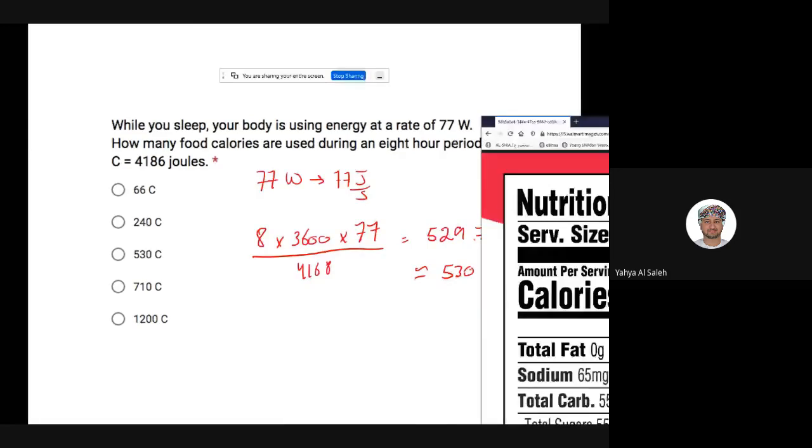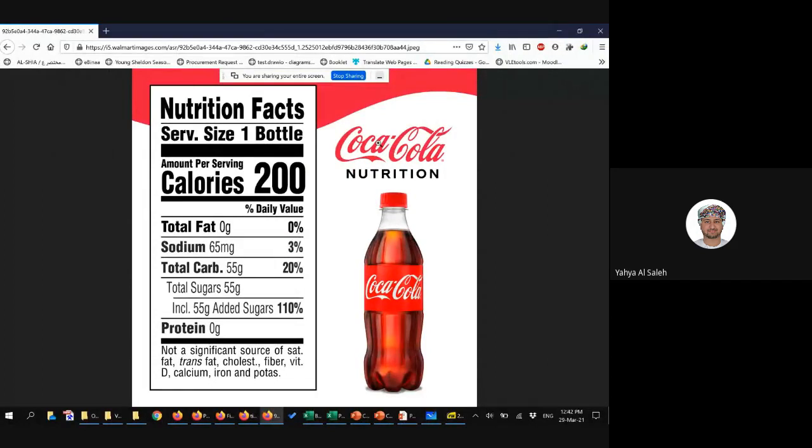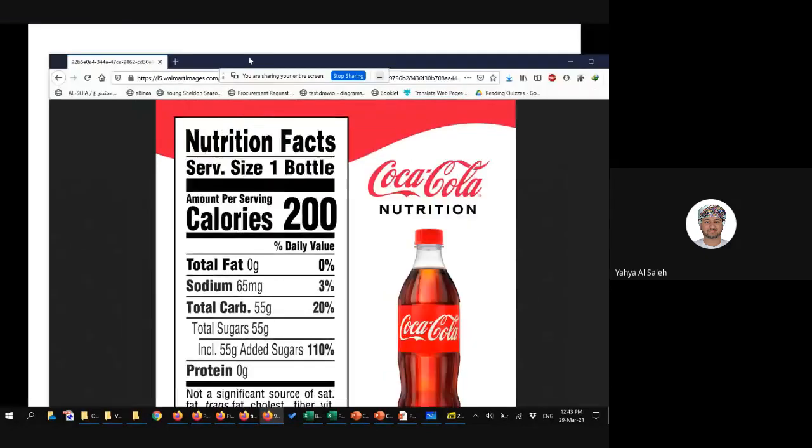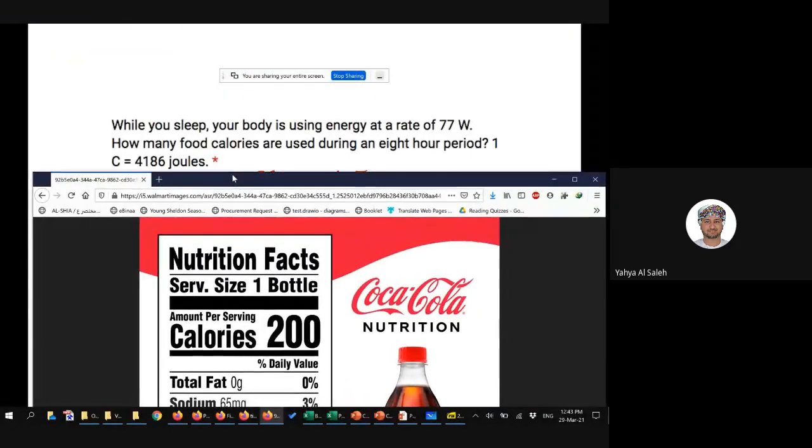Now, how many joules of energy are in this can of Coke? Remember this. So how many joules of energy? 837,000, give or take, right? Joules. So that's 837 kilojoules.